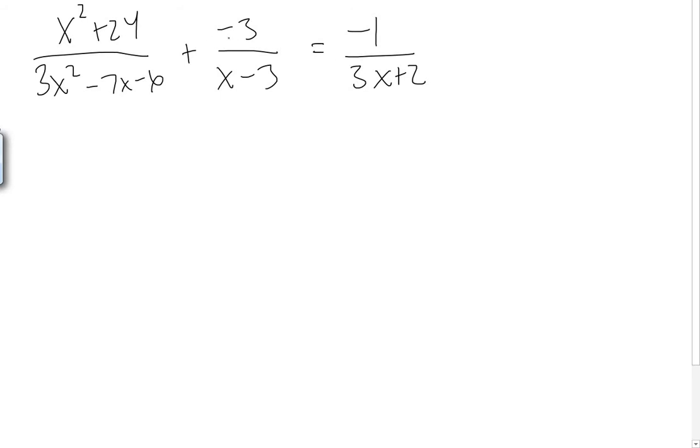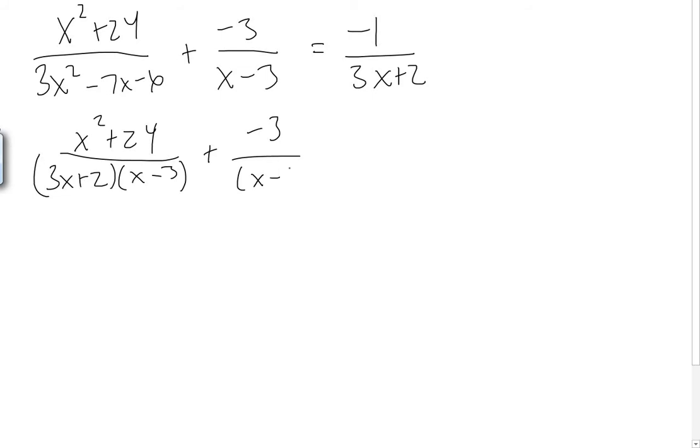Alright, so looking at this, I see that it is a rational equation. I want to talk about the restricted values, but I can't until all the denominators are factored. So that's why the first step was factor all the denominators. Well, x squared plus 24, that's in the numerator, but the denominator down here factors to be 3x plus 2 times x minus 3. The second expression, that doesn't factor, so I'll just leave it as x minus 3. And then same thing, 3x plus 2, that doesn't factor, it just stays 3x plus 2.